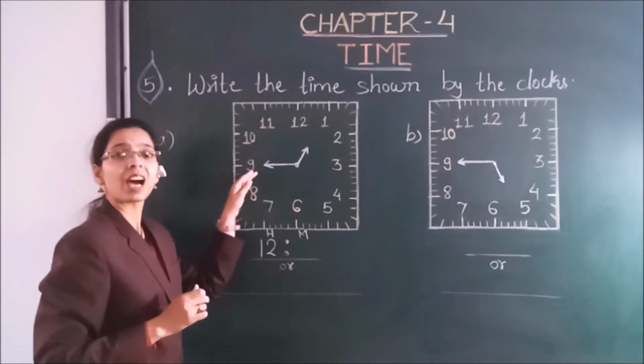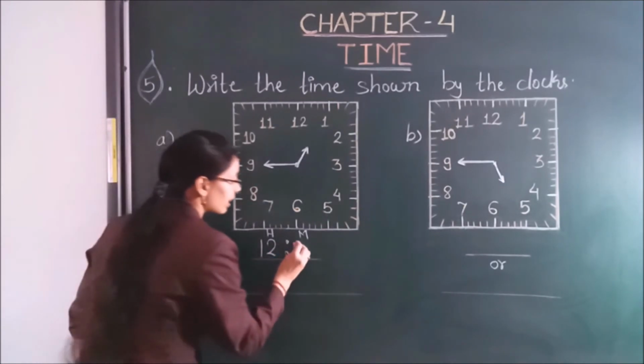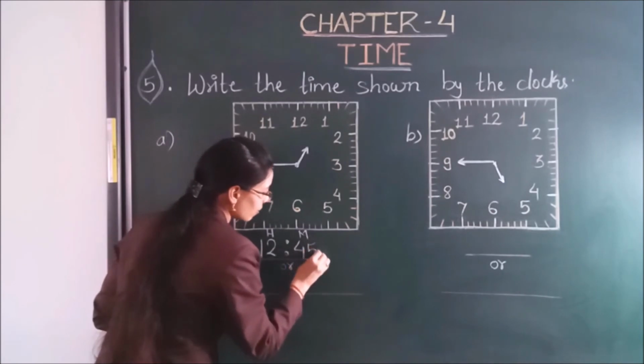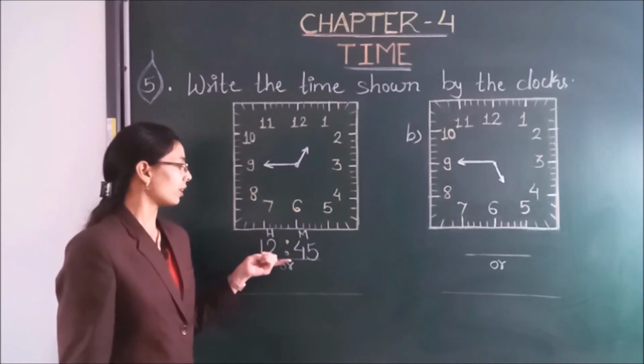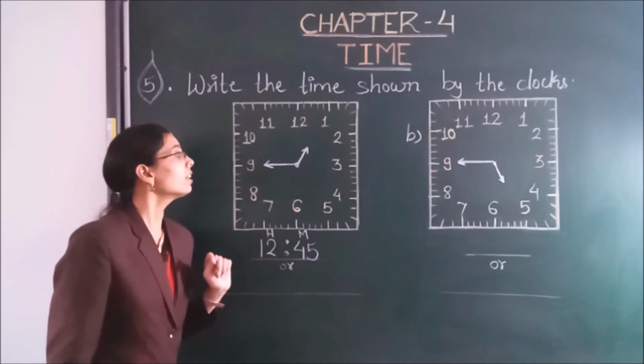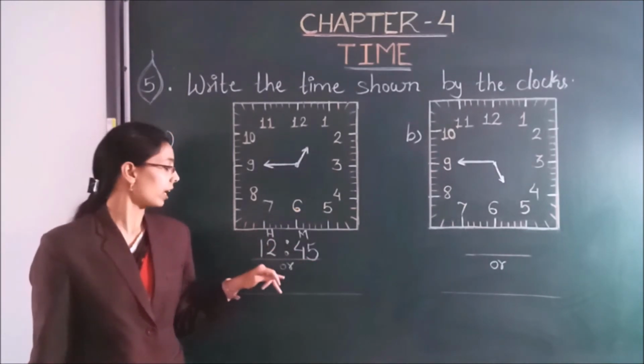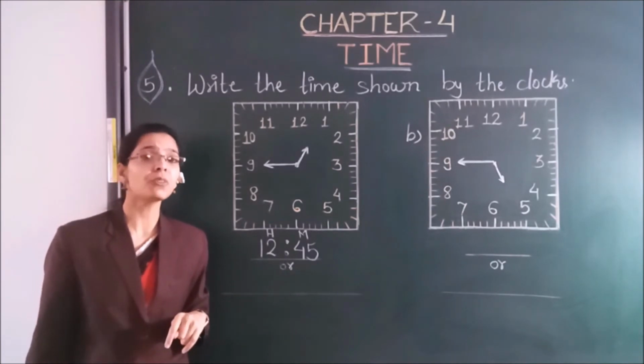9 5s are 45. Yes. So we will write here 45. Our time is 12:45. Okay. Then in another way, how will we write this 12:45?